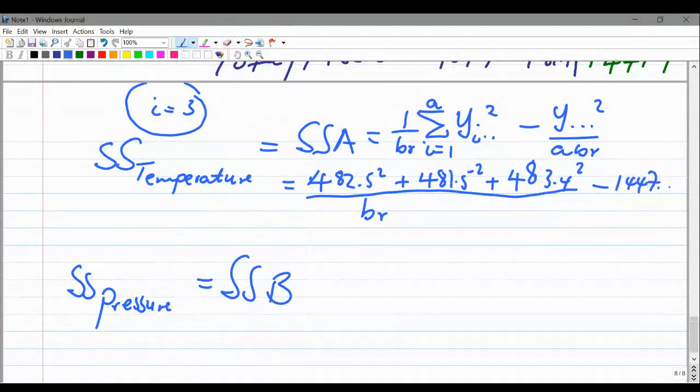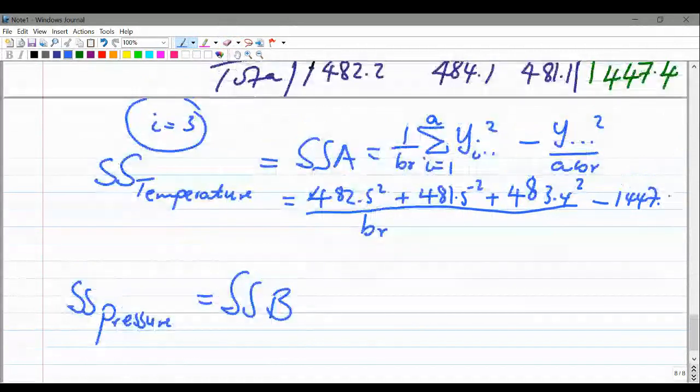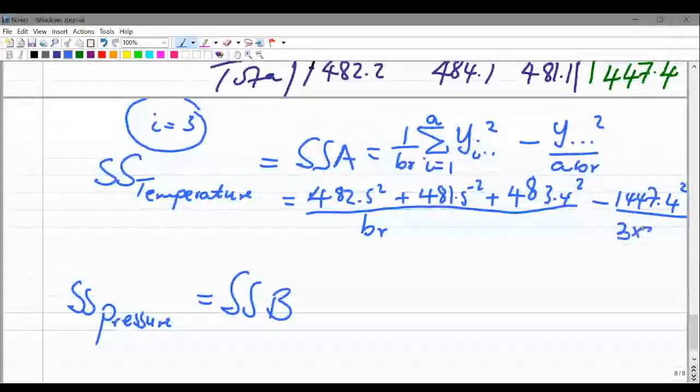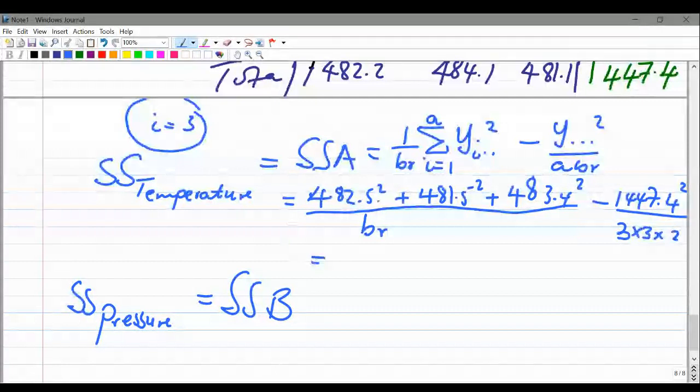1447 point... You said what? Like 0.4 squared. Divide by how many values do we have from the table? It means we have 3 by 3 by 2. So solve this problem. What I was saying is that you can try to get rid of this step. If you know what you are doing, you can even do it from the calculator.